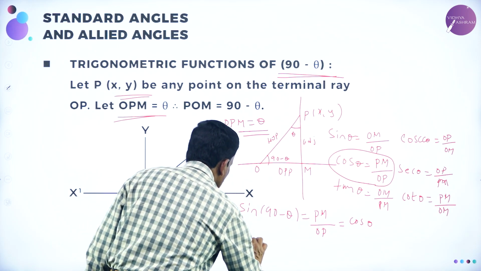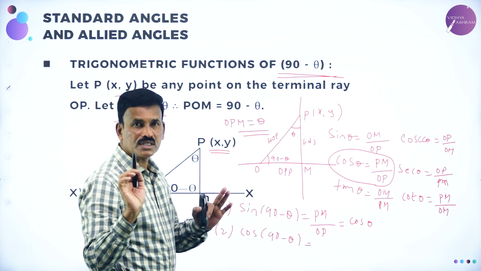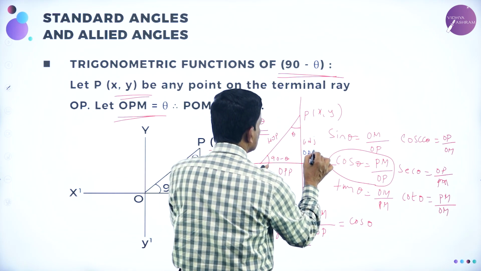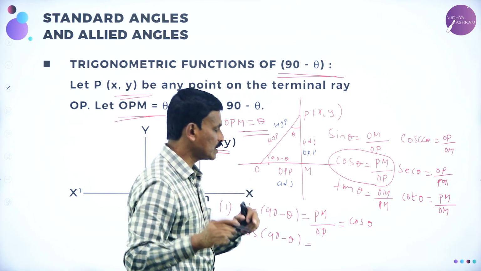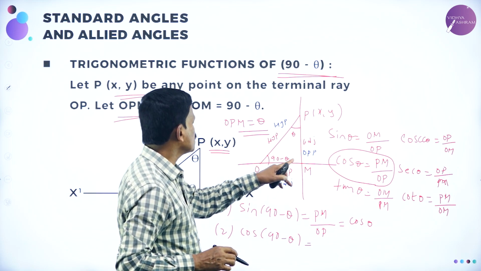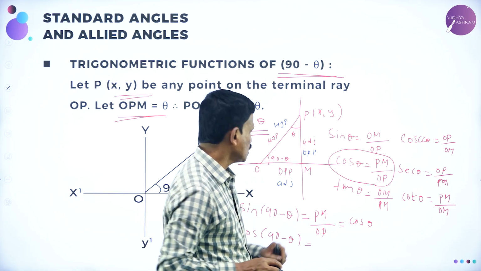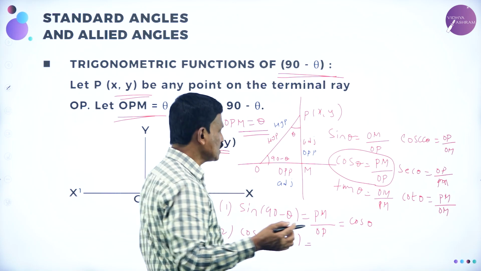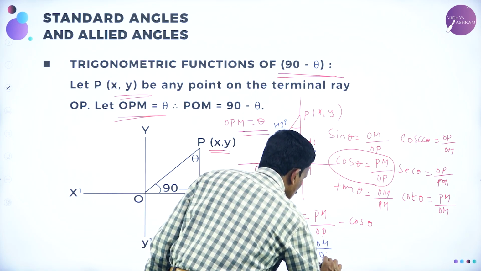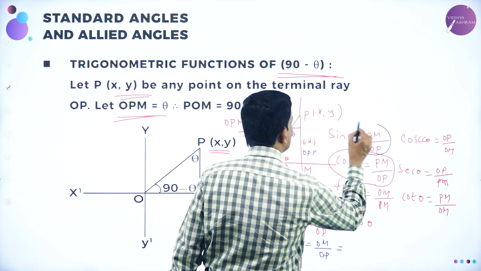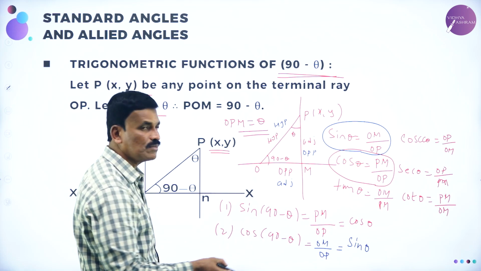Similarly, the second one, cos 90 minus theta. For the second triangle, this is opposite, this is hypotenuse as it is, and this is adjacent. Cos 90 minus theta is adjacent side OM divided by hypotenuse OP. What is OM by OP? Sin theta. See, sin 90 minus theta is cos theta, cos 90 minus theta is sin theta.